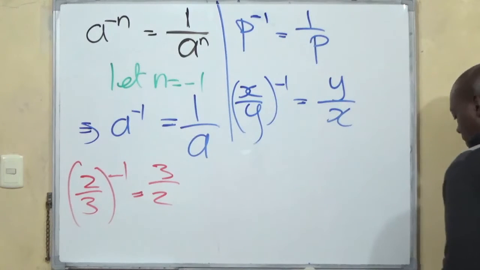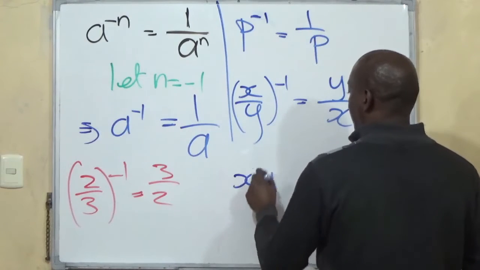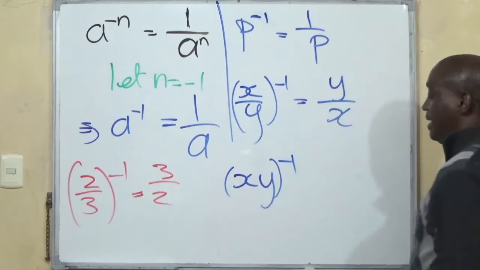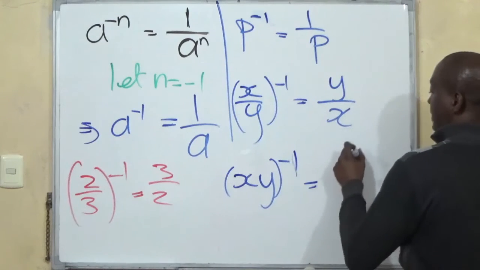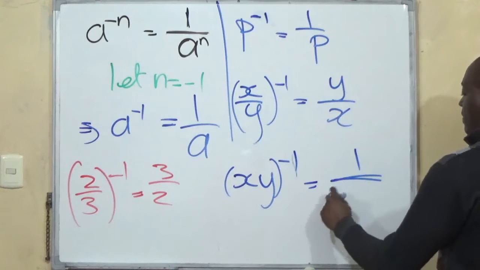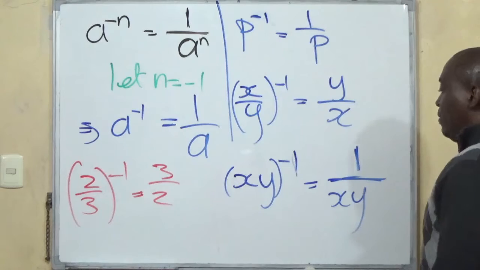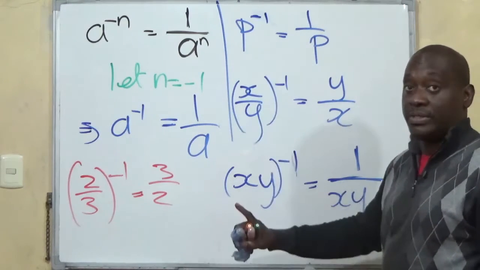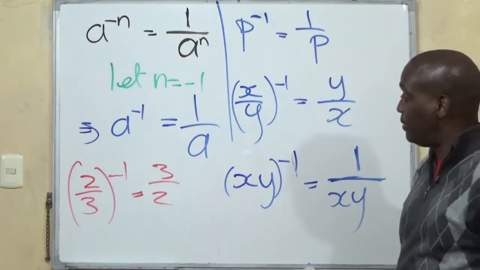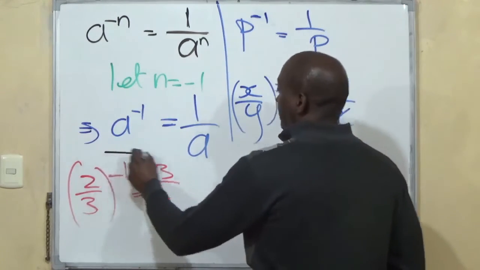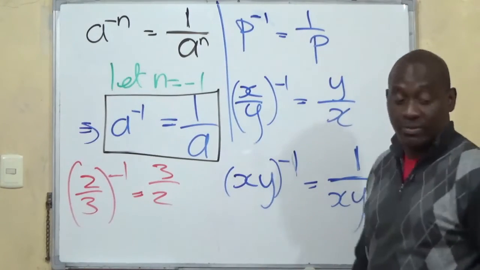Right? And what about if you have xy in brackets to the power of minus 1? xy to the power of minus 1. If your a is xy, that will just simply be 1 over xy. Yeah. So the nature of a is not important. Once you understand that all you're doing is flipping a, that is what we have here. a to the minus 1 is equal to 1 over a.